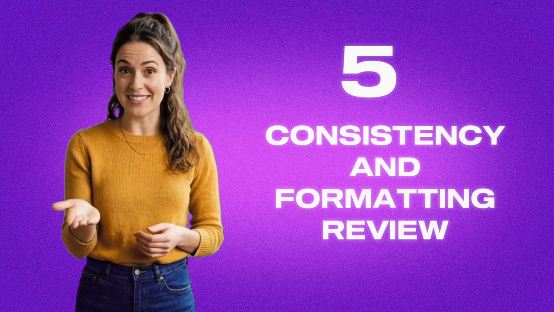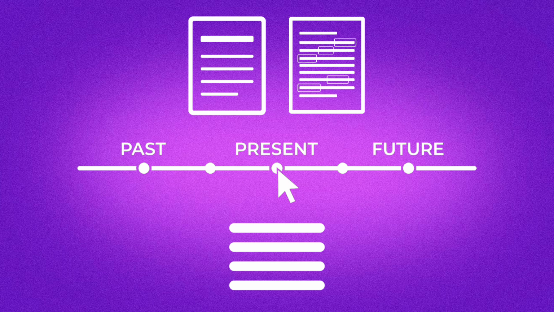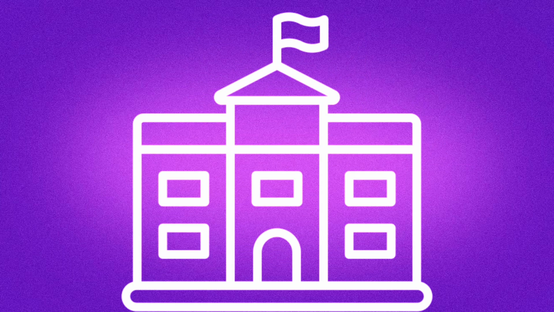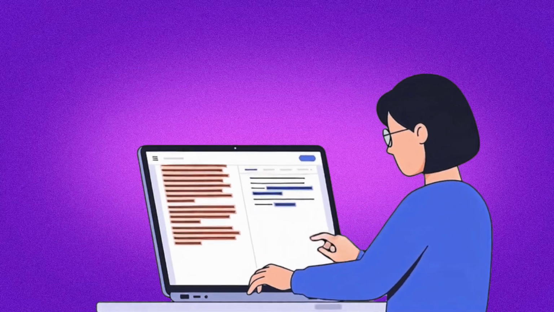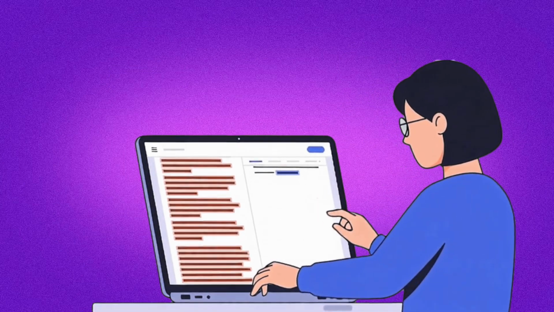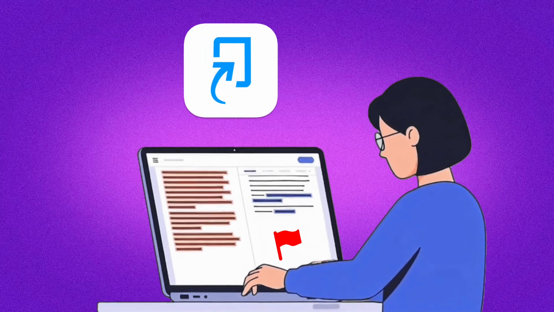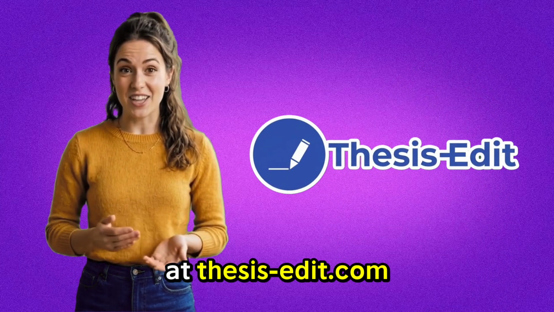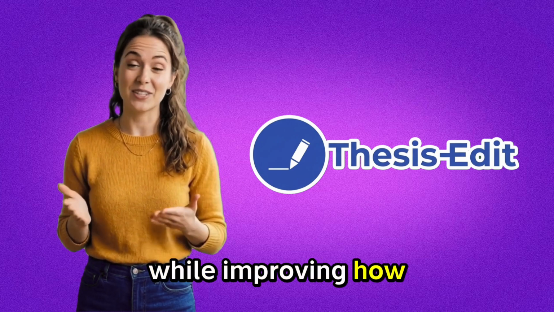Step 5. Consistency and formatting review. Headings, terminology, tense usage, and formatting are standardized across the document to match university guidelines. Step 6. Plagiarism risk reduction. Without changing ideas, editors improve paraphrasing and citation clarity to help reduce unnecessary similarity issues flagged by tools like Turnitin at thesis-edit.com. This process is done carefully to preserve your research while improving how it is presented.